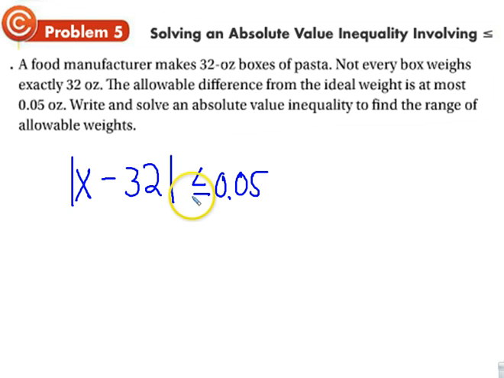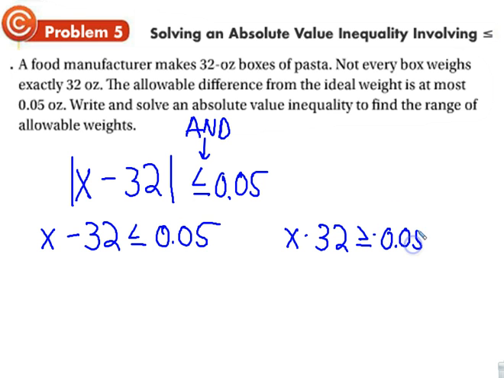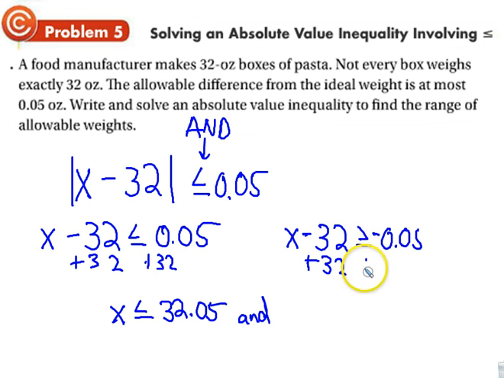Remember, this symbol tells us it's going to be what type of compound inequality? This one says it's going to be an and. So I set my things equal, and then I do my other one over here. Remember, I now switch that. Oops, sorry. Remember, anytime I make it the negative number, I always need to flip the inequality. So plus 32. So x needs to be less than or equal to 32.05. And I'm going to add 32. I'm going to get x is going to be greater than or equal to 31.95.